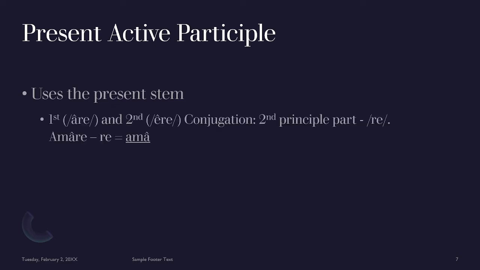So let's review that. If we've got a first conjugation verb, like one that has long ARE in it, or a second conjugation verb, one that has long ERE in it, then we will take the second principal part and remove the RE. So for example, amare, our favorite first conjugation verb, we take the RE off of amare and we get ama. That's our present stem.